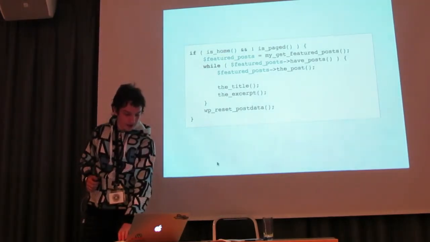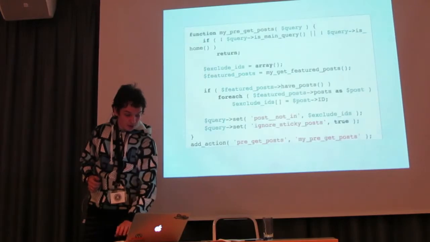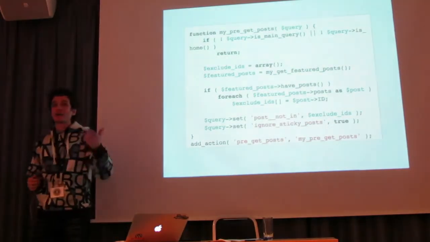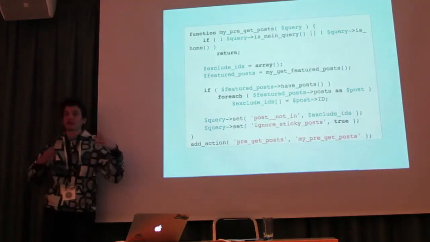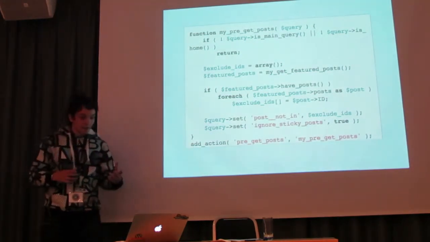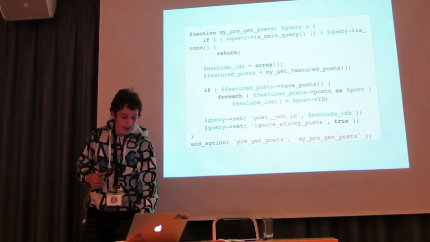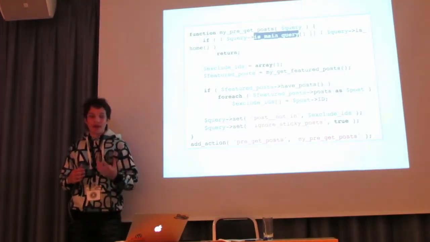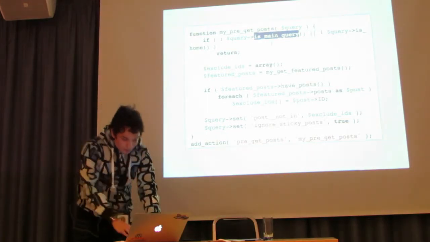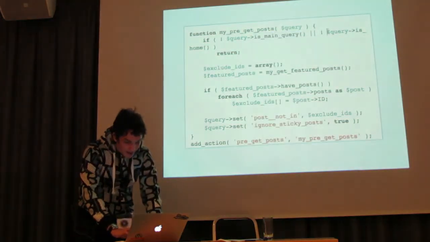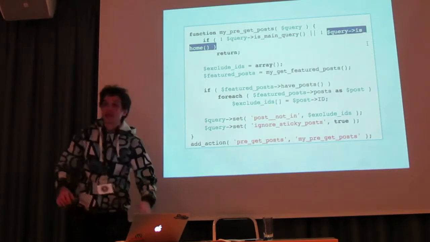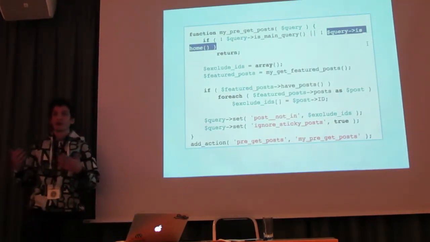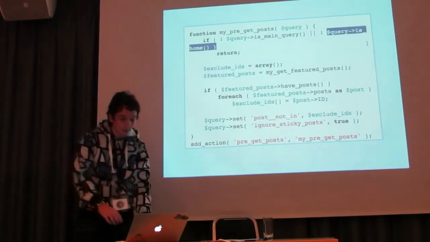Now the last piece of the puzzle is to remove these posts that we queried from our main loop so that we don't get duplicates, we don't get sticky posts in our other section. So this is done with the pre_get_posts action. Again, we're using the is_main_query to operate on the main query only, and we're using the is_home function here to make sure that we're operating on the same query where our featured posts are output on the home page. So that's the same conditional tag.